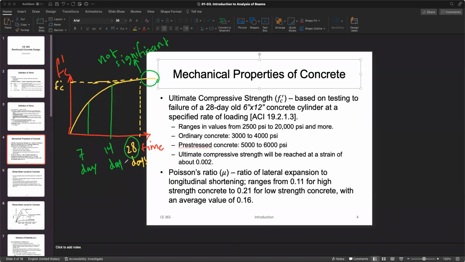14 days, right? So you're still getting something in 7 days, but your good strength is going to be reached at 28 days.